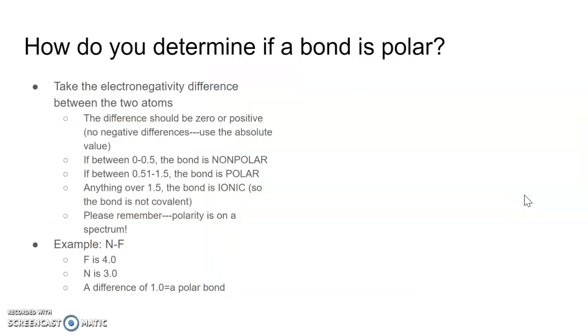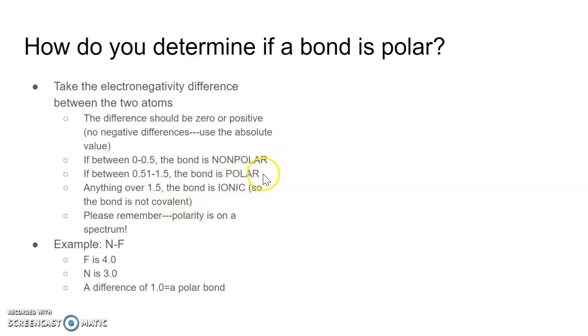So first, let's talk about how you determine if bonds are polar. You start with an electronegativity difference between the two atoms. The difference is always going to be either 0 or positive. If you have a negative difference, just take the absolute value. Here's our general range that we've talked about in class. So 0 to 0.5 would be a nonpolar bond. 0.5 to 1.5, then it'd be polar. And then anything over 1.5 would say ionic. So just remembering that this means that the bond is not actually covalent at this point.